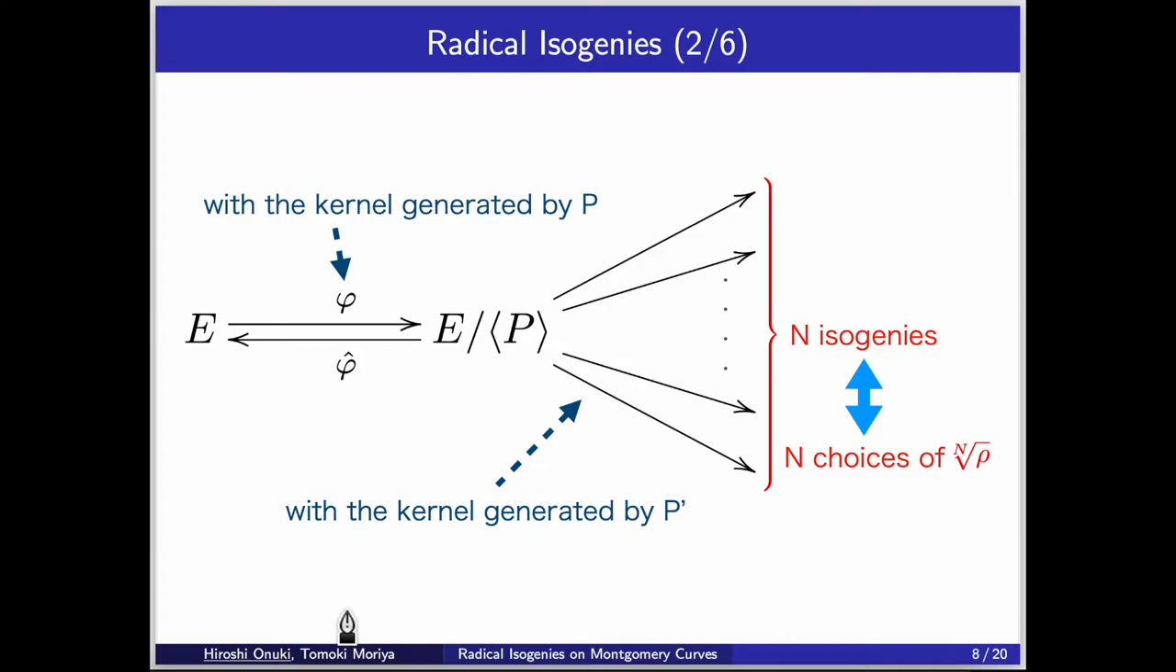And this is an image of a radical isogeny. Given E and P, a radical isogeny computes E over P and P prime. The condition on P prime in the previous slide says that the isogeny with kernel generated by P prime is not the dual isogeny of the isogeny with kernel generated by P. In other words, the isogeny with kernel generated by P prime has a forward direction, and there are n isogenies with such directions. The number n corresponds to the number of choices of an nth root of rho.